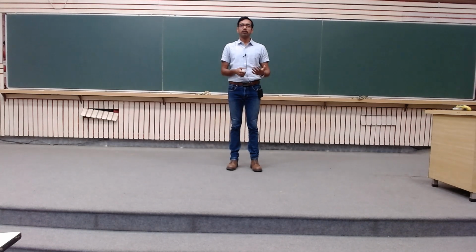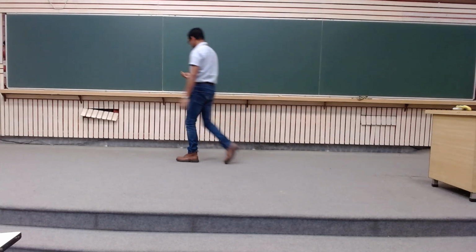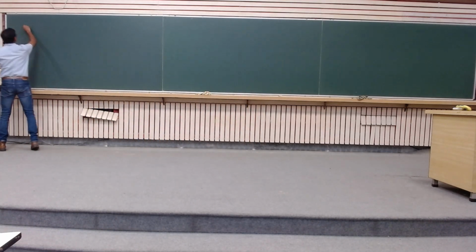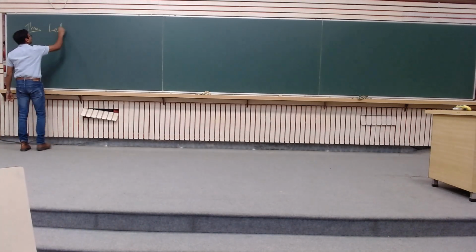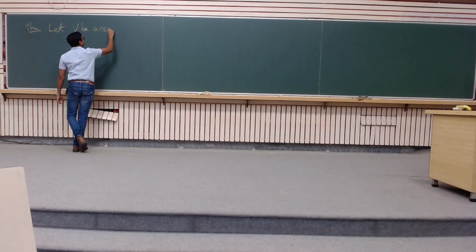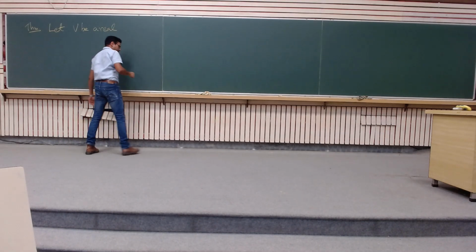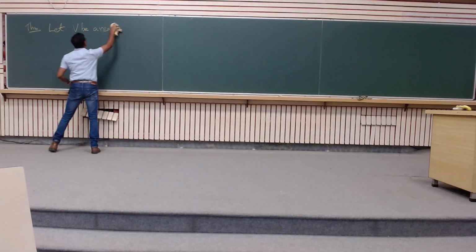Let's see how, given an arbitrary symmetric or Hermitian form, to get an orthogonal basis. Okay, so this is the first theorem. Let V be a real, okay, wait a minute. Let's start with the form instead of a vector space.